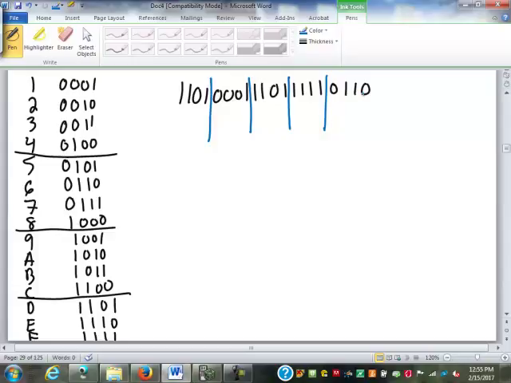0, 1, 1, 0 is 6. 1, 1, 1, 1 is 15 or F. Yep. 1, 1, 0, 1 is D or 13. 0, 0, 0, 1, of course, is 1. And 1, 1, 0, 1 is D again, 13. So D1DF6 is the hexadecimal coding. So you can see that condenses it even further. That took it from 20 digits down to 5.